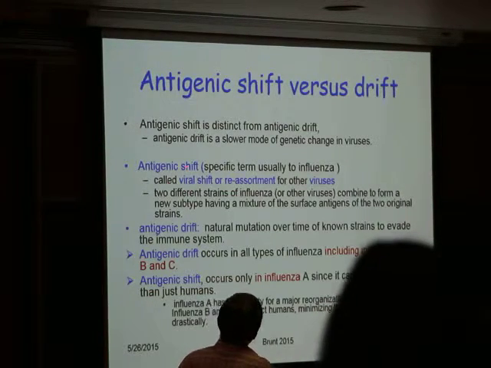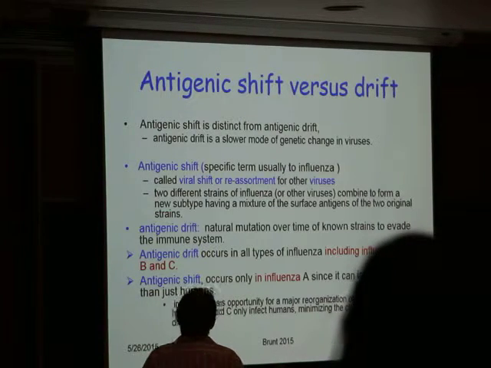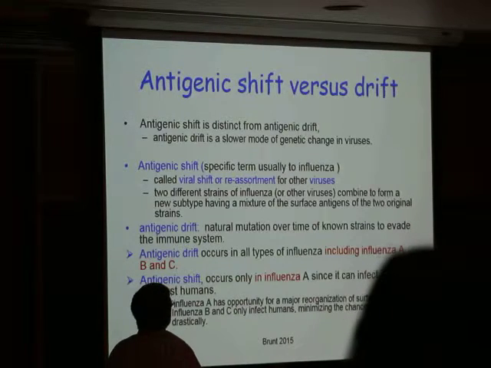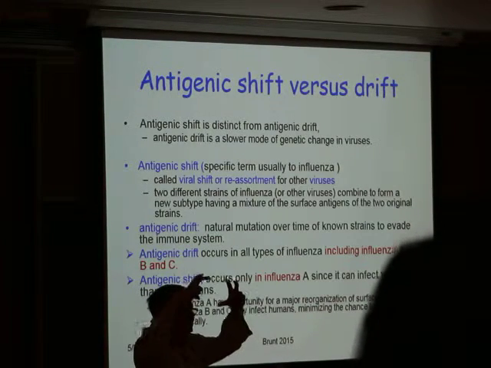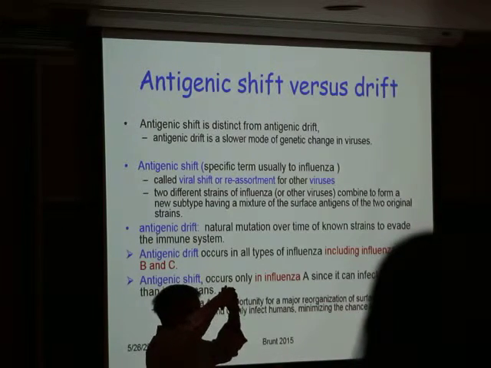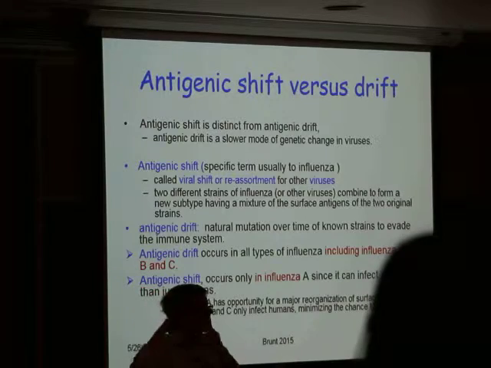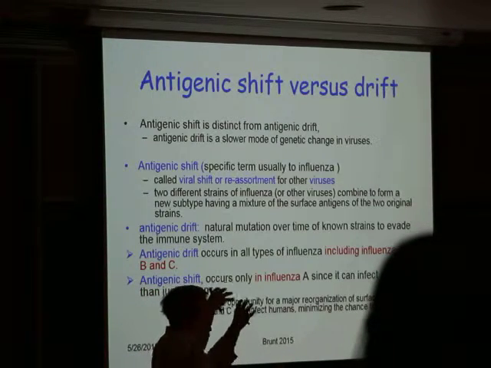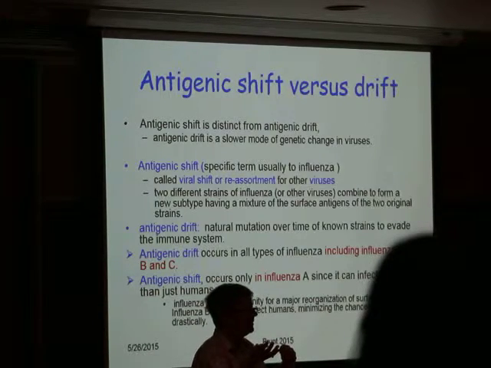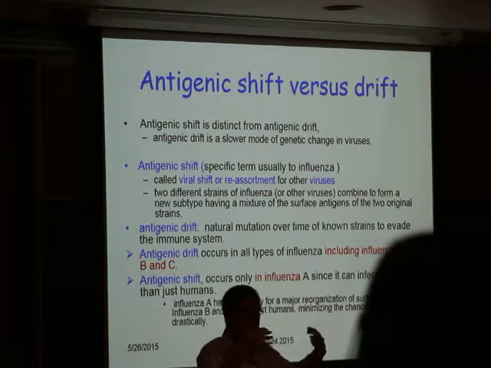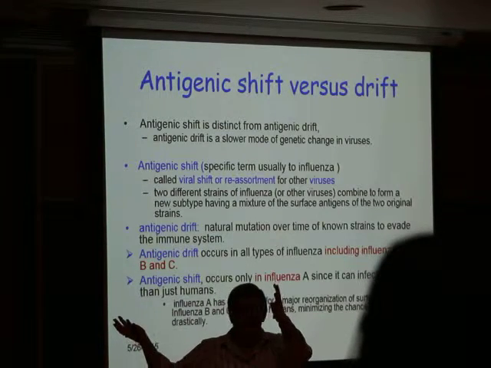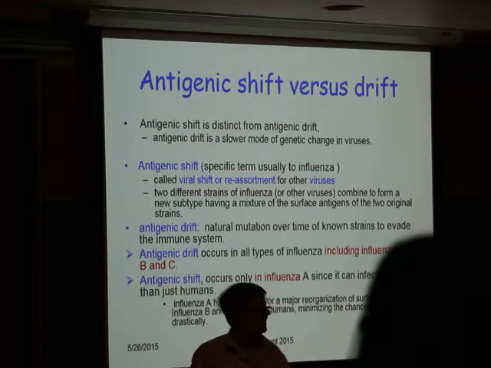Antigenic shift, which is a term that's specifically used for influenza, in other viruses it's called viral shift or reassortment, really is about two different influenza strains coming together, reassorting their genetic material such that the virus that comes out is completely different than either of the two that went in. So this is how we get a bird flu and a human flu going into a pig and getting H1N1, which led to the major epidemic we had a few years ago.